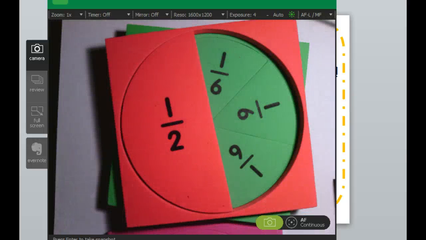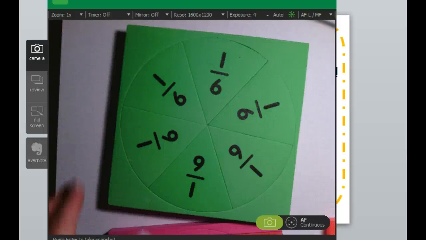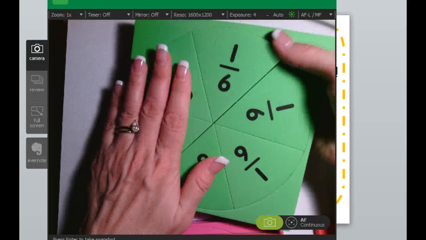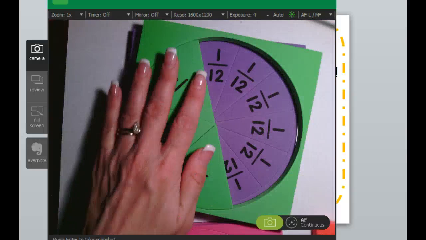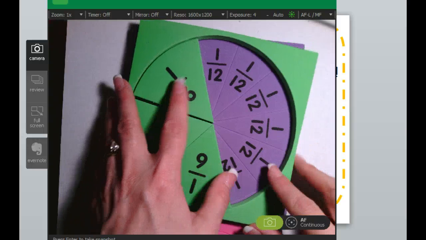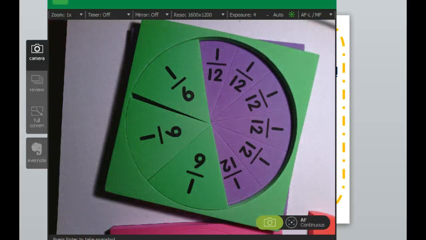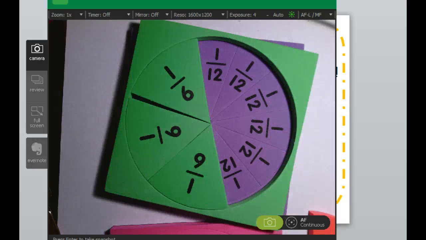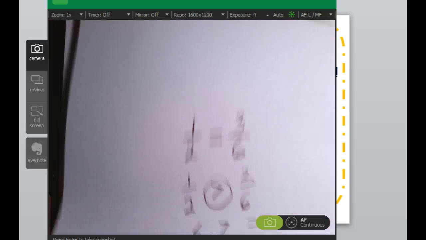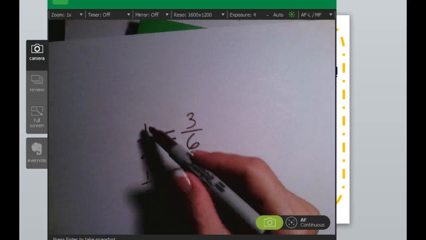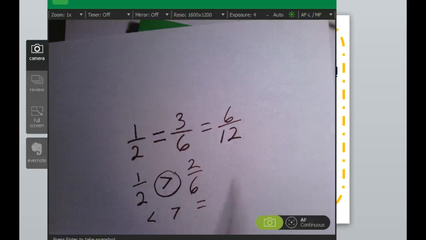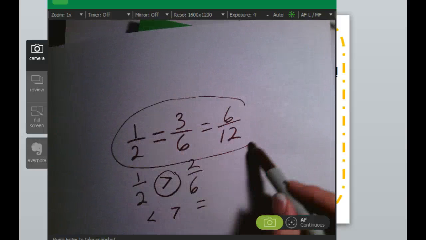Now let's keep exploring. And this time, let's take away half of my 6ths. I'm going to take away 3/6 or half. And underneath, you'll see that I have a fraction divided into 12ths. And again, as my denominator got bigger, the pieces got smaller. It takes more of them. So if I get my same sheet of paper out, I could say that 1/2 equals 3/6 equals 6/12. All of these fractions are equivalent.